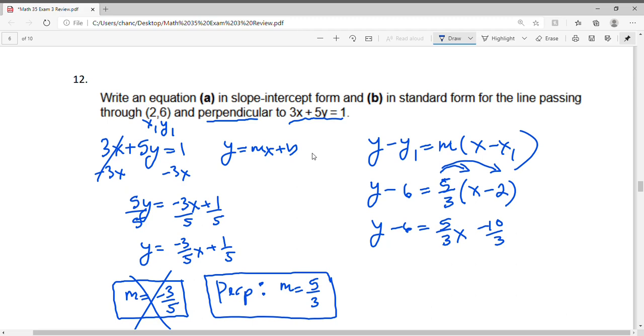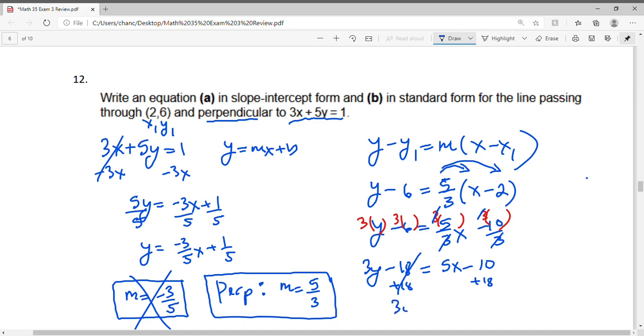Now this equation has a lot of fractions in it. To get rid of them, let's multiply everything by 3. Let's multiply every single number here by 3 just to get rid of all these fractions. This simplifies to 3y minus 18 equals 5x minus 10. Now we can simplify it a bit. Let's add 18 to both sides.